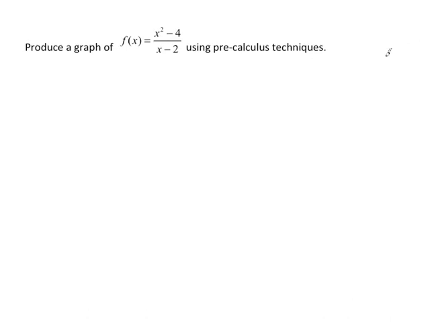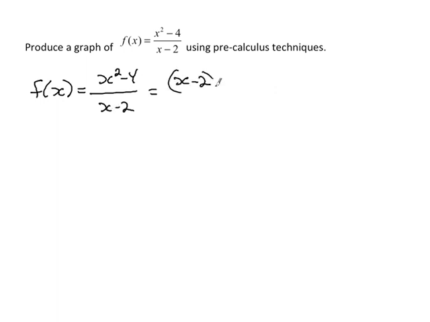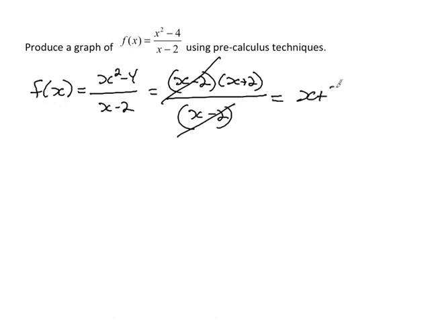Now, we can go ahead and produce a graph of this using pre-calculus type techniques. In pre-calculus, we would have said, all right, f of x equals x squared minus 4 over x minus 2. And I'm going to see if I can factor this, which I can. So this is going to be x minus 2 times x plus 2 over x minus 2, and the x minus 2's are going to cancel. So this equals x plus 2, specifically for x not equal to 2.